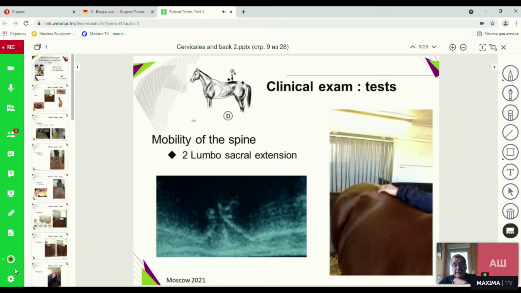After, you can appreciate the mobility of the lumbosacral area on extension and on flexion.